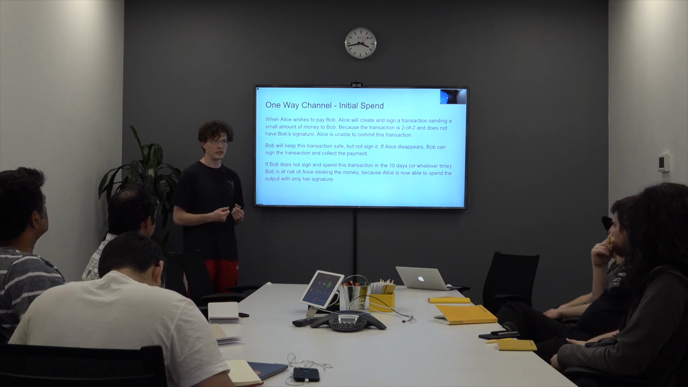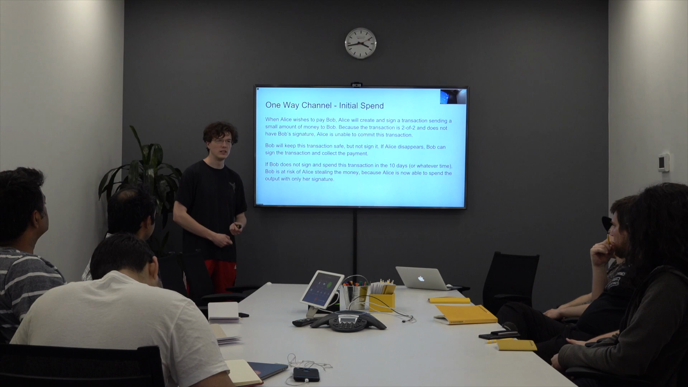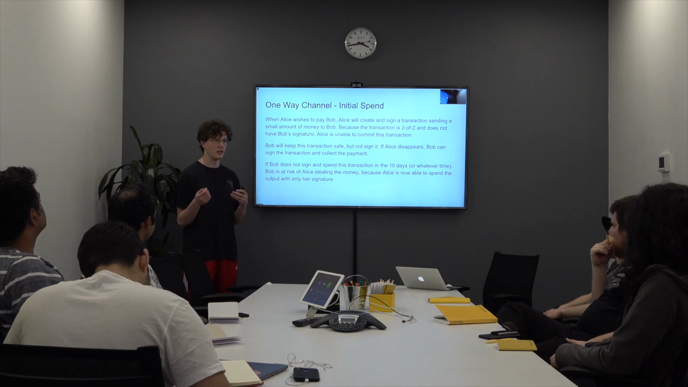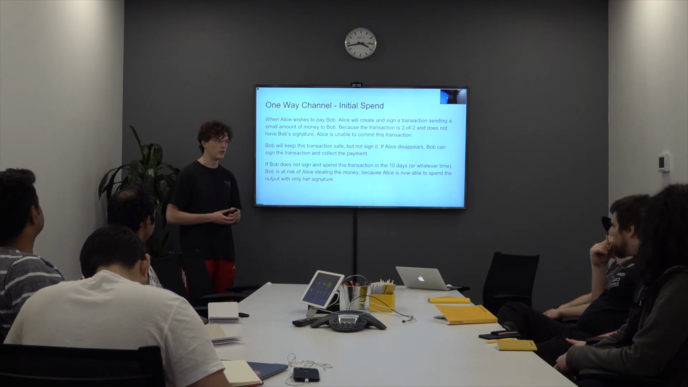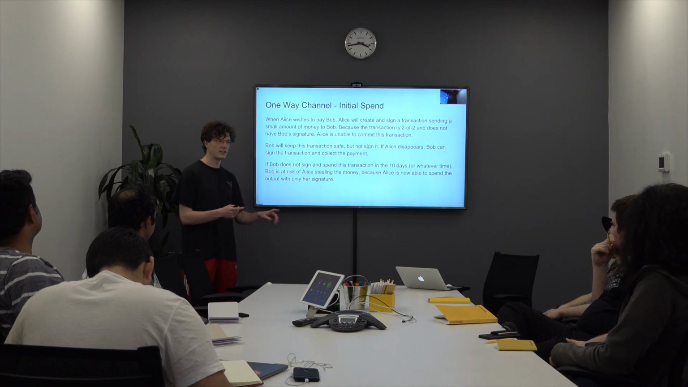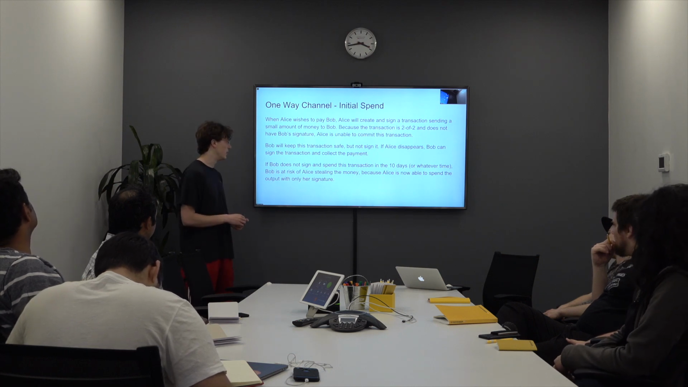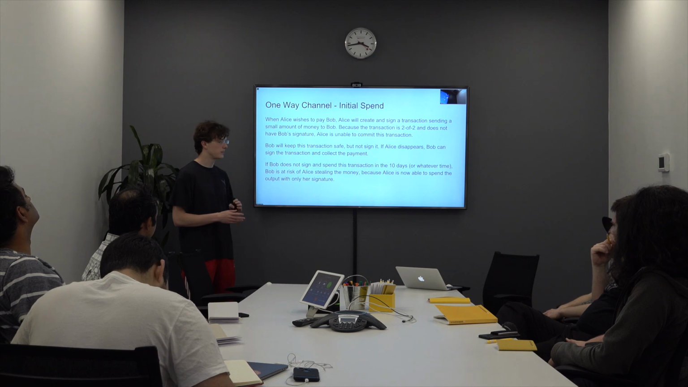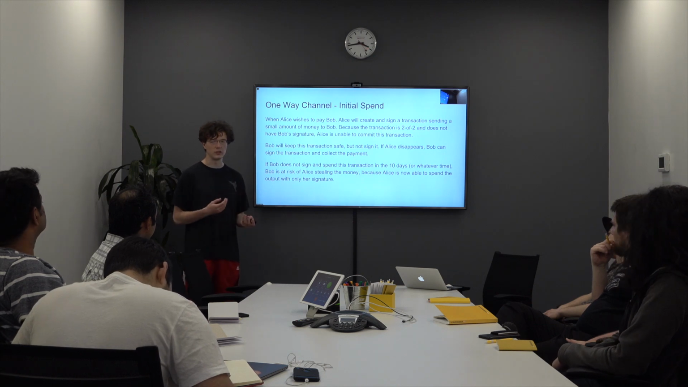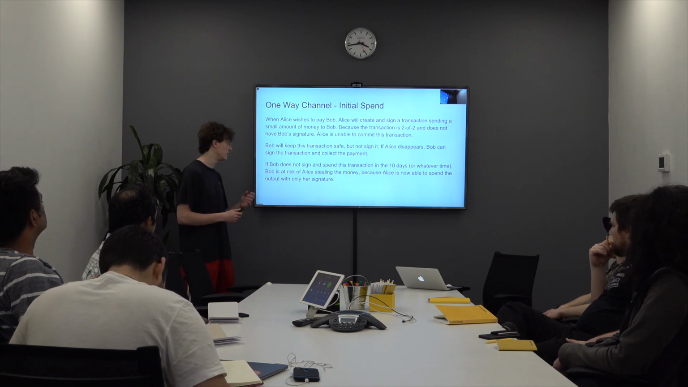And at any time that he wants, Bob can sign this transaction, broadcast it to the blockchain, and get that money. Most of the money goes back to Alice, and a tiny bit of money goes to Bob. But the most important thing is that Bob controls this. Alice has no control over the situation, at least until the time lock hits.